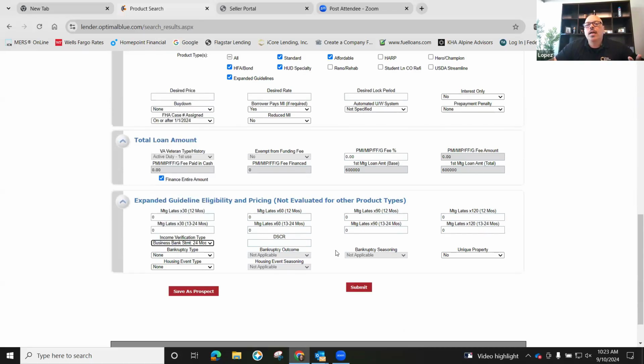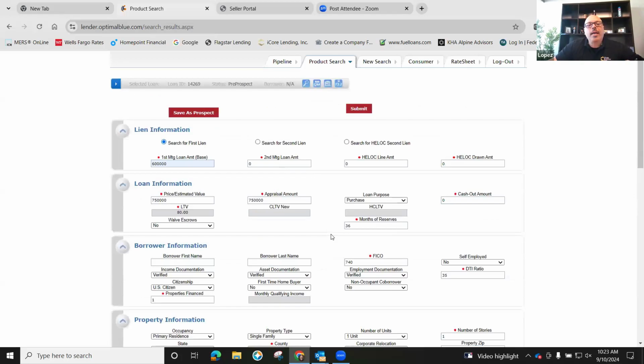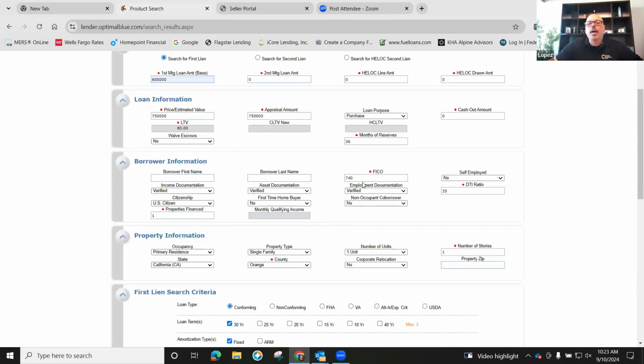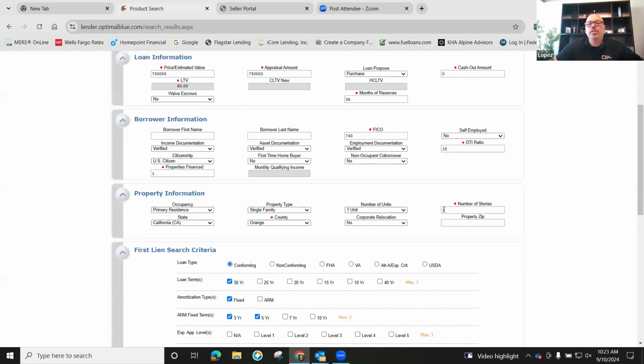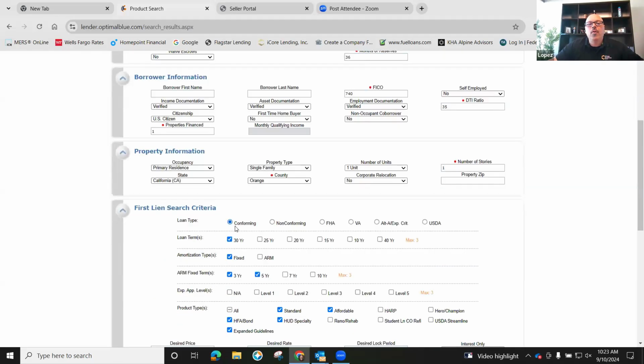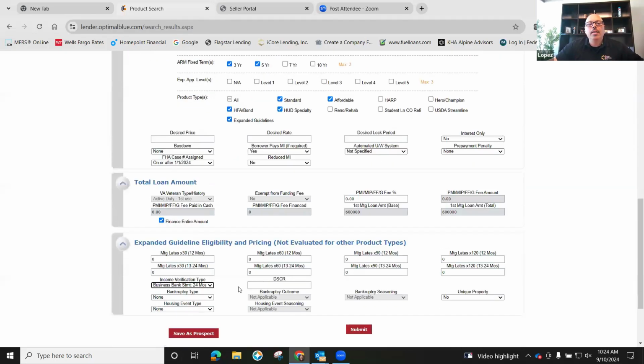Has everyone seen what I did here? I'm going to go back to the top. I've got a $600,000 loan amount and a $750,000 purchase price. It's a purchase. I've gone through here, got my FICO score, my DTI, single family in Orange County. I'm going conforming, a 30-year fixed. And then I'm going to go down here and click business bank statement.